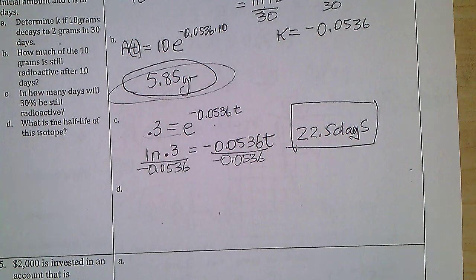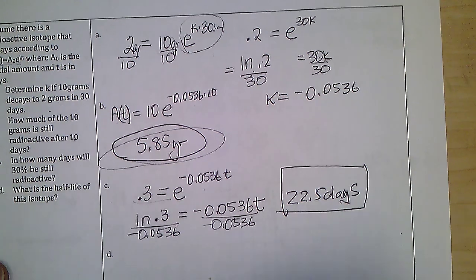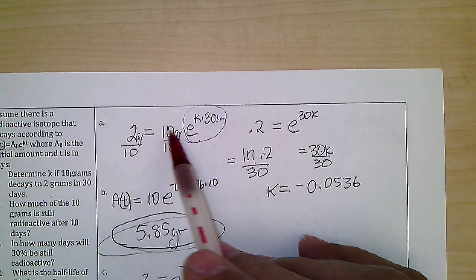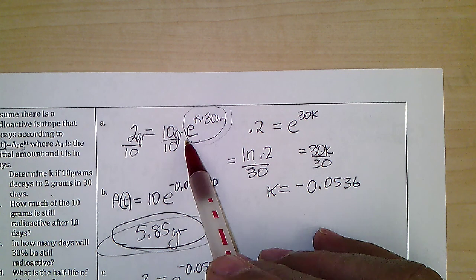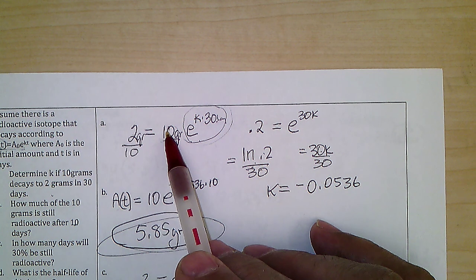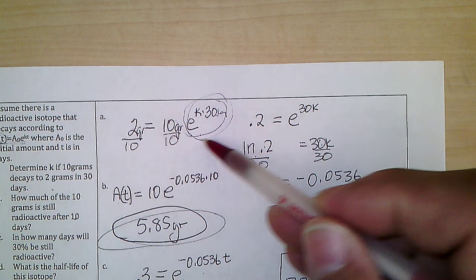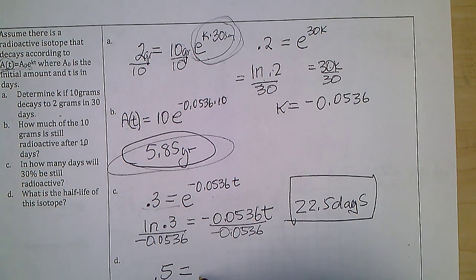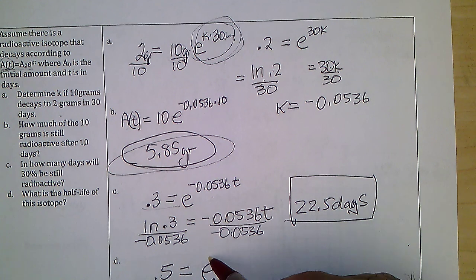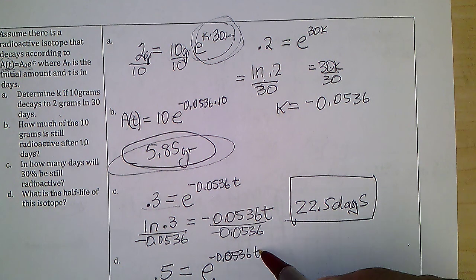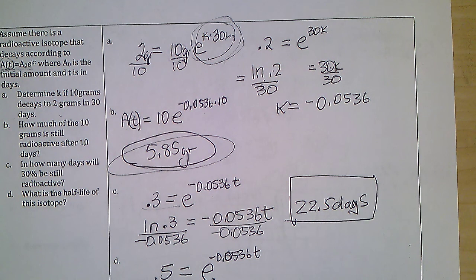Okay. And D, what's the half-life? So that means that whatever this is, we have to be able to multiply by 0.5 to get half. So if I put 5 here, then I put 10. But if I want to just talk about this, I say 0.5, meaning half, is what we're multiplying by. The e to the minus 0.0536t has to be 0.5.